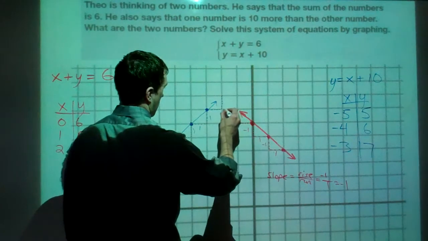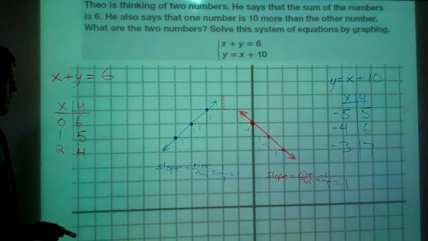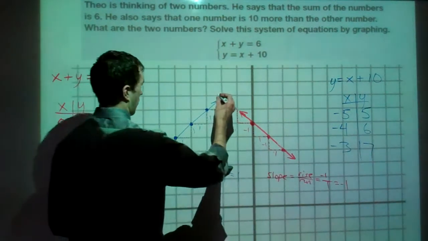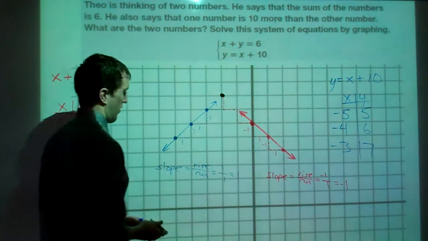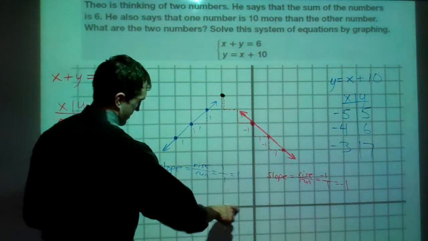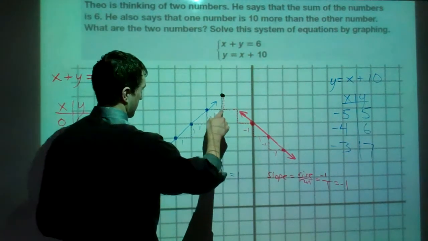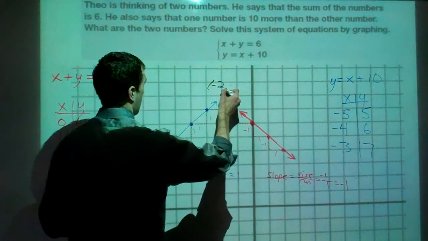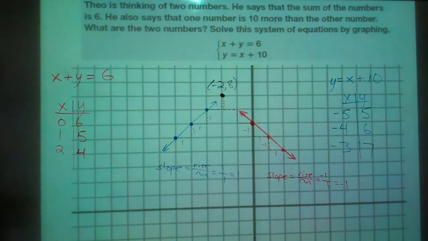So, looks like they're going to meet right there. Okay? Right at this point. And that point is when x is -2 and y is 1, 2, 3, 4, 5, 6, 7, 8. So this point right here is -2, +8. Let's see if that is the solution we can check.